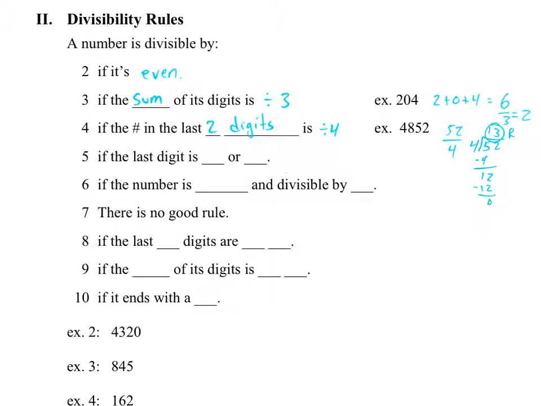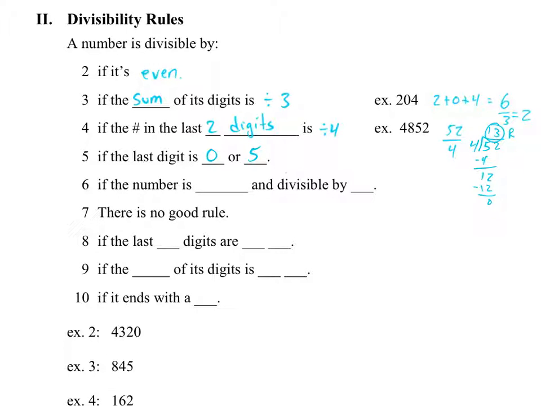5. If the last digit is what or what? 0 or 5. Perfect, 0 or 5. Because multiples of 5 go 5, 10, 15, 20, 25, 30, 35, 40. So it has to end in a 5 or a 0 to be divisible by 5.